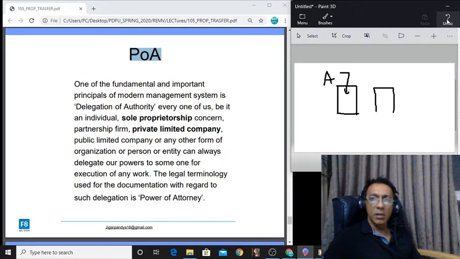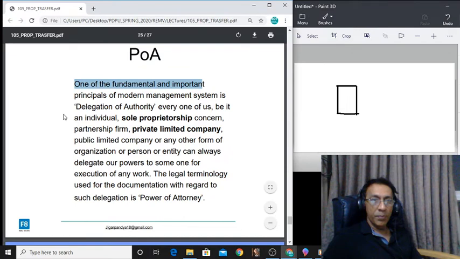Well, one of the fundamental and important principles of a modern management system, that's how I'm defining this term, is delegation of authority. It could be an individual, sole proprietorship, partnership firm, private limited, public limited, any form of organization, person or entity can always delegate the powers to someone to execute the work. And the legal terminology used for the documentation with regard to such delegation is called power of attorney.